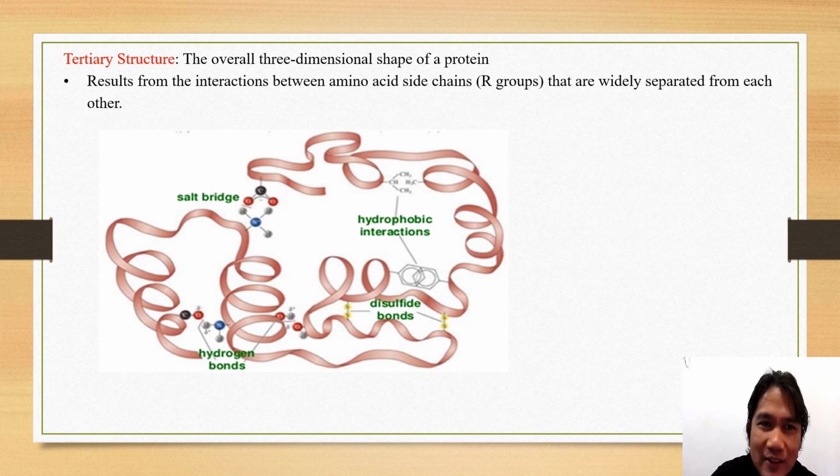Next is what we call the tertiary structure. Tertiary structure is a result of the overall folding, the overall three-dimensional shape of a protein. I want to reiterate that in the secondary structure, the R groups, or the side chains, do not participate in the maintenance of the secondary structure. It's only the hydrogen bonds of the atoms in the polypeptide backbone.